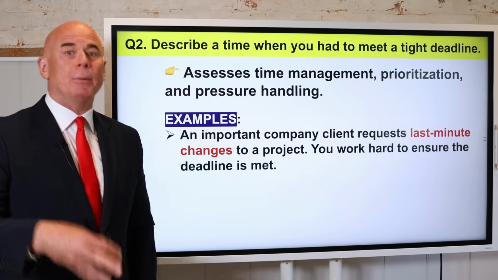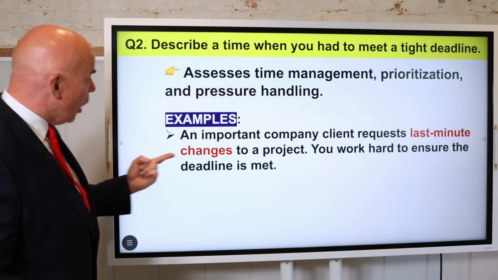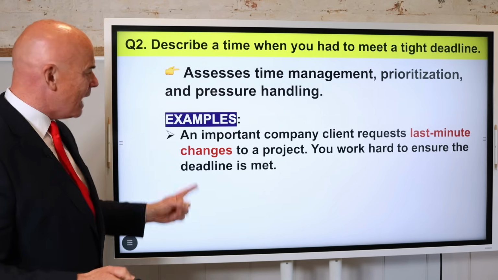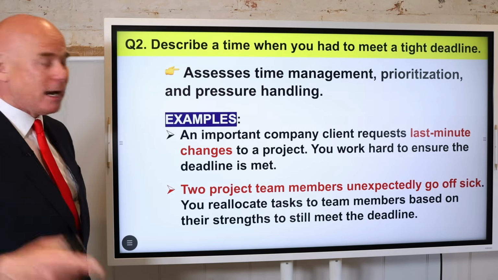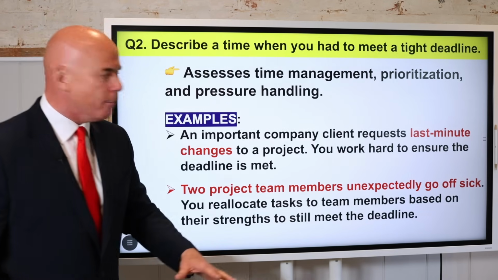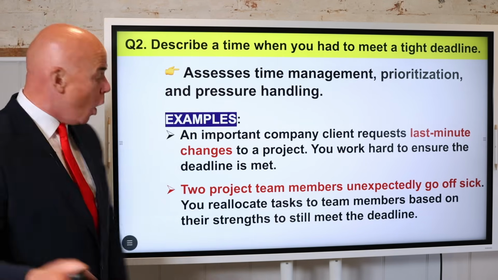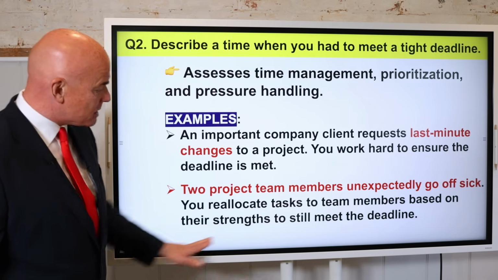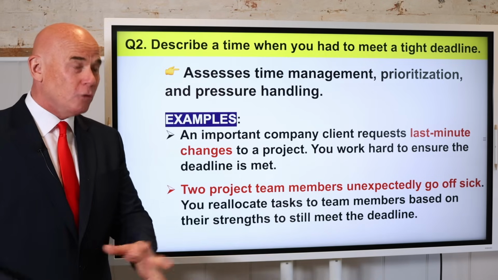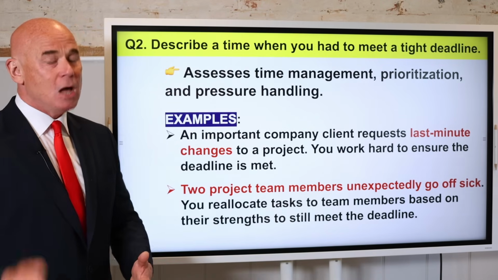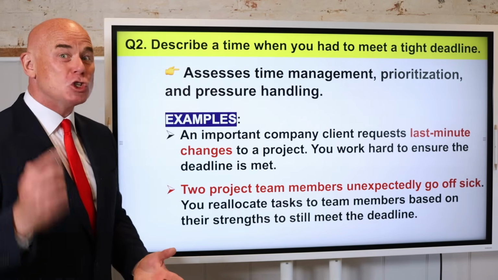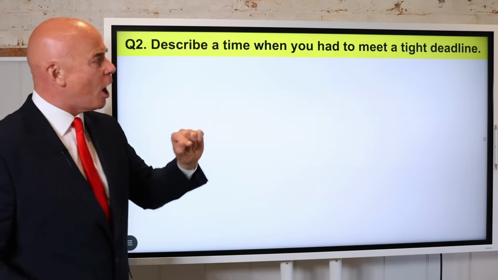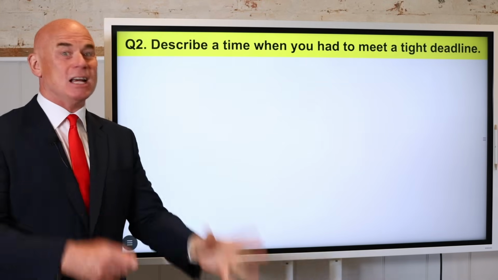An important company client requests last-minute changes to a project. You work hard to ensure the deadline is still met. Another example, two project team members unexpectedly go off work sick. You reallocate tasks to team members based on their strengths to still make sure the deadline is achieved. So let me now give you another STAR method answer to this behavioural interview question. Describe a time when you had to meet a tight deadline.